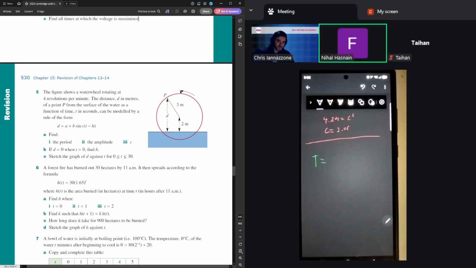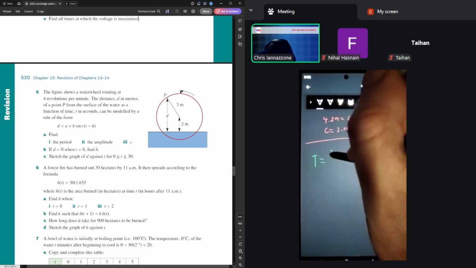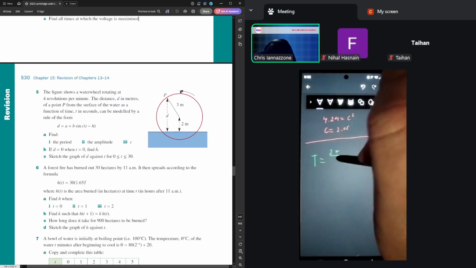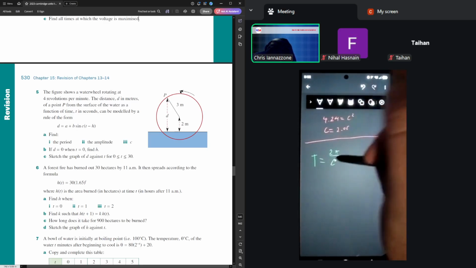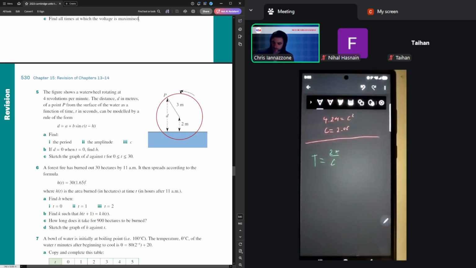So the equation's only in variables, so is it 2 pi over c? 2 pi over c. Yes, the period will be 2 pi over c. That would be how this equation gets written in terms of just the question terms. Yeah. Would it be 15?